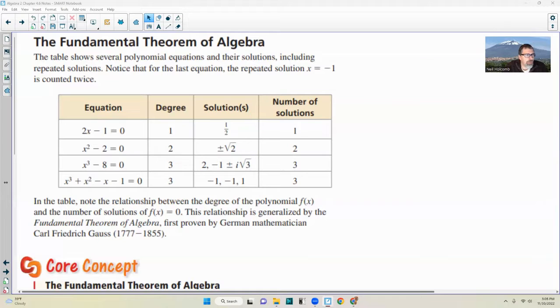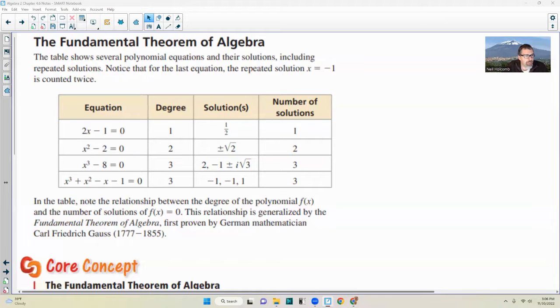X cubed minus 8 is a cubic, with a y-intercept of -8, degree 3, and it has three solutions. One that is real, 2 that are imaginary complex, totaling 3. So this thing crosses the x-axis in one place at 2, and then it has 2 imaginary solutions.